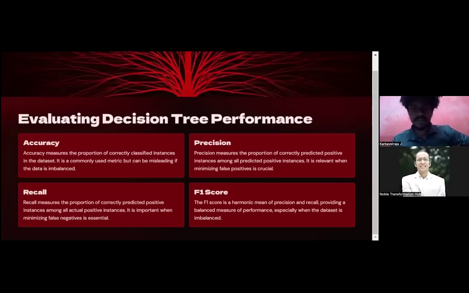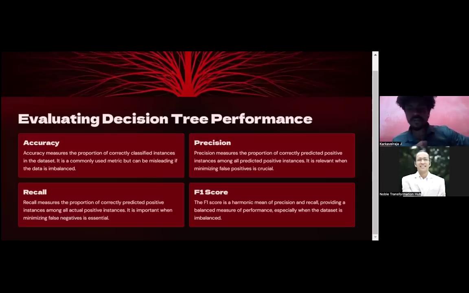Then we have precision. Precision measures the proportion of correctly predicted positive instances among all the predicted positive instances. It is relevant when minimizing false positives is crucial. Recall measures the proportion of correctly predicted positive instances among all the actual positive instances. It is important when minimizing false negatives. So when we are looking at positive predictions, we go for precision, and when we are looking at missed positives, we go for recall. Now you can understand, right?